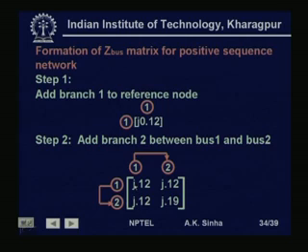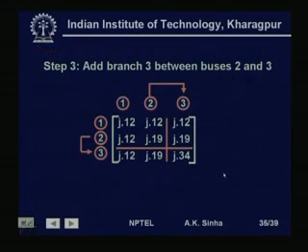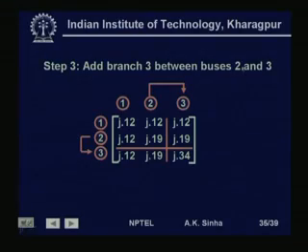So, Z11 was j0.12 and ZB is 0.07. So, this is the value we will get in this case. Again, when we add branch 3, which is between bus 2 and 3, again we are adding a new bus, bus 3, connecting this branch to an existing bus 2. So, again the same type 2 modification.